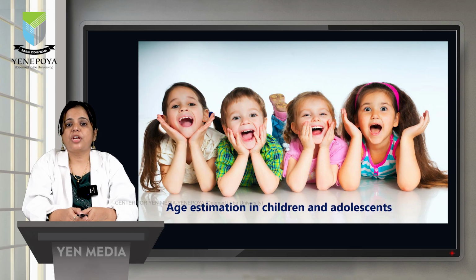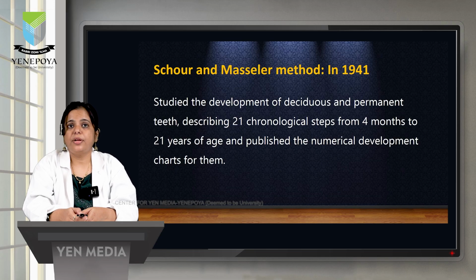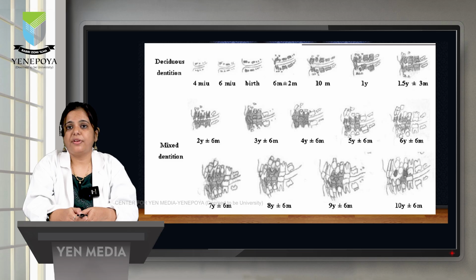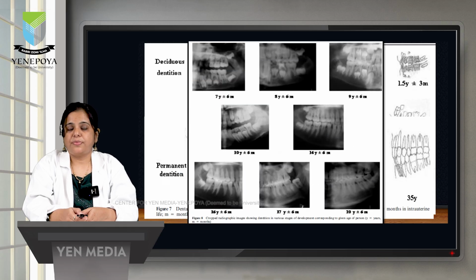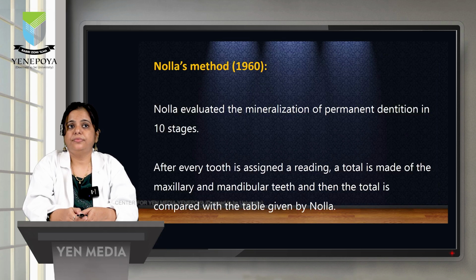Age estimation in children and adolescents. Schour and Massler method in the year 1941. They studied the development of deciduous and permanent teeth, describing 21 chronological steps from 4 months to 21 years of age, and published the numerical development charts for them. This is the numerical development chart. This is given for deciduous dentition, mixed dentition as well as the permanent dentition. These are the subsequent radiographs for the same.